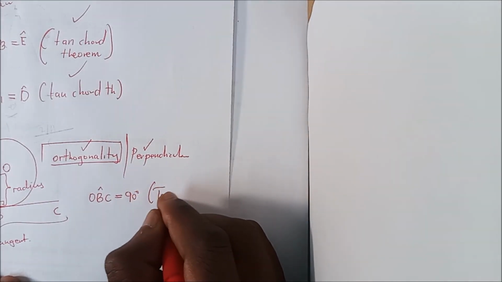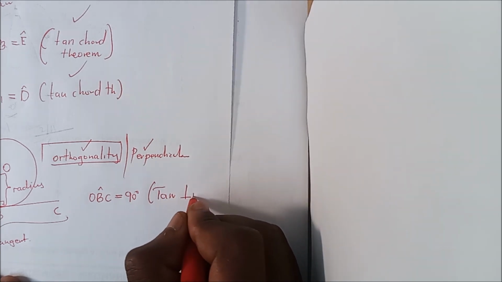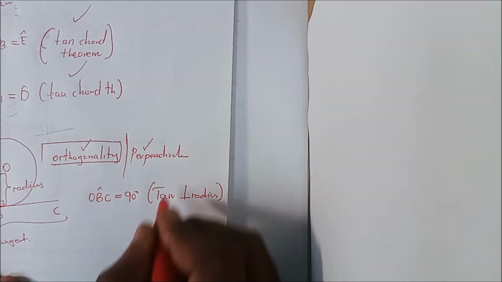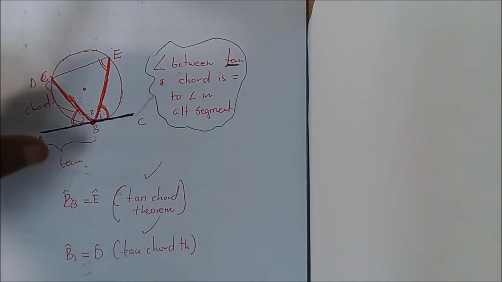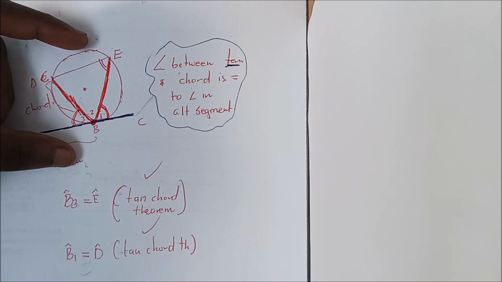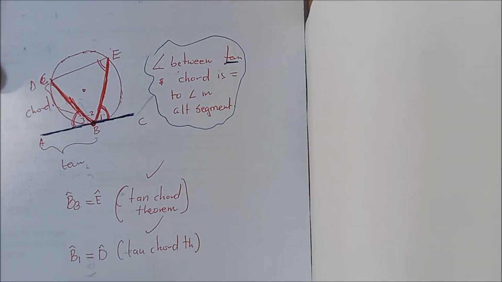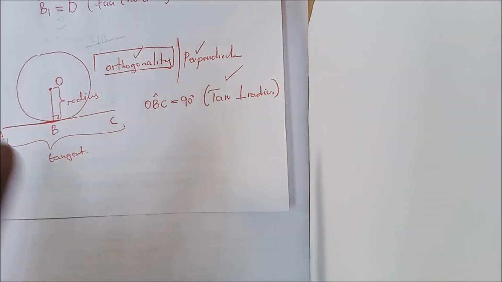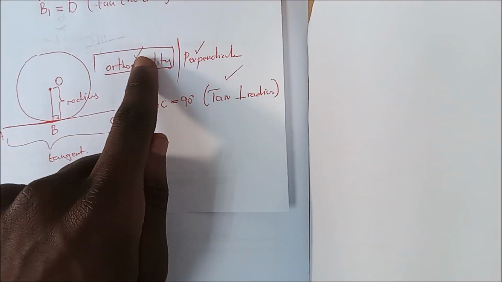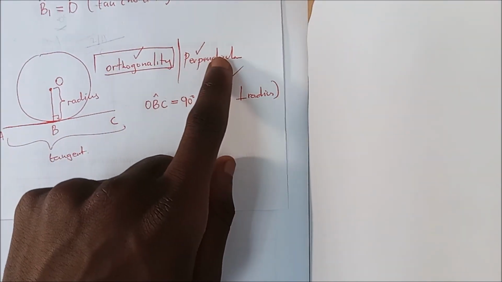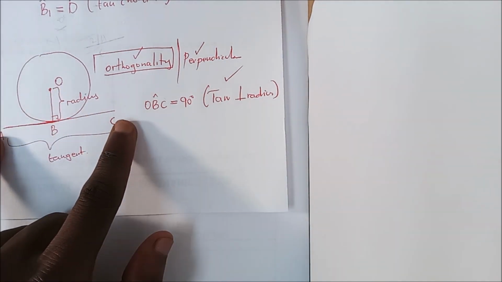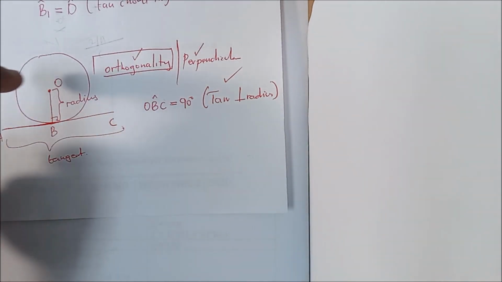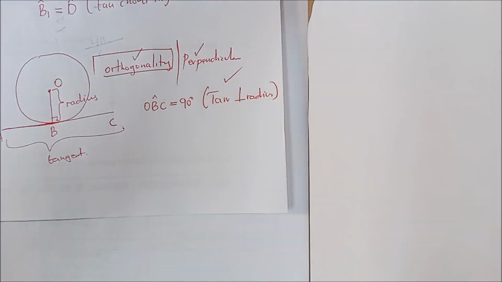What is our reason? Tan perpendicular to radius. Nice. So remember the pens, they help you to spot the tan chord theorem. And then remember when we have radius and tangent, we have orthogonality and perpendicular. So if OB is perpendicular to AC or ABC, that means OBC is 90 degrees. The reason will be tan perpendicular to radius.